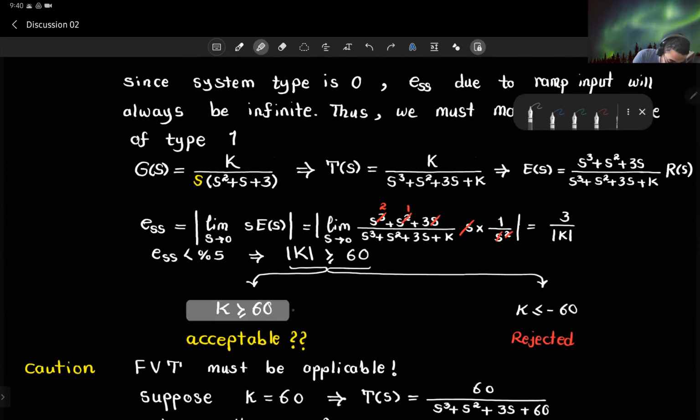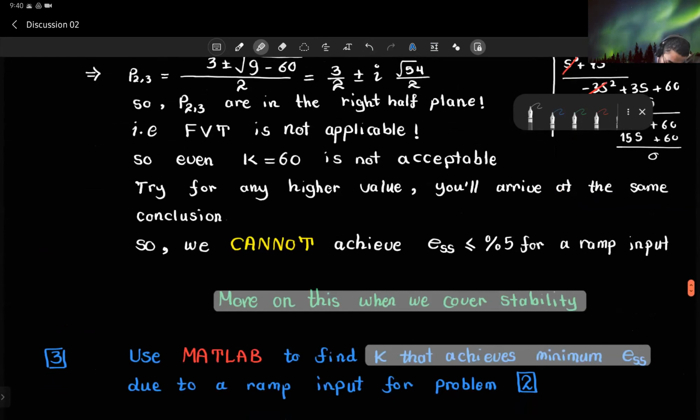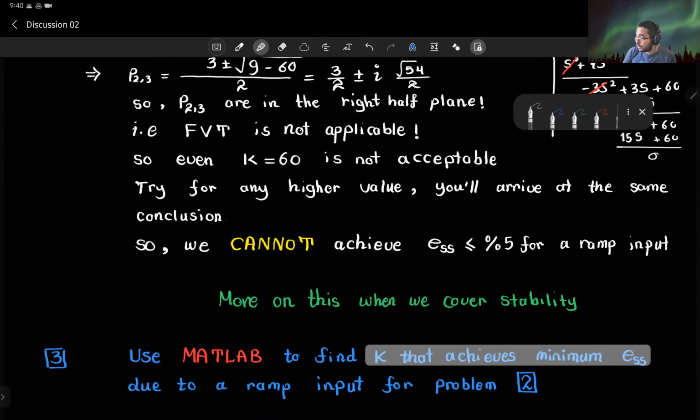So this range is actually not applicable because of the final value theorem. And we will see more on this. We will cover this when we go to cover stability.